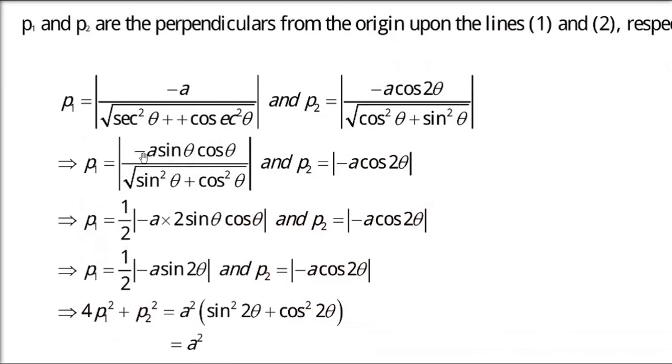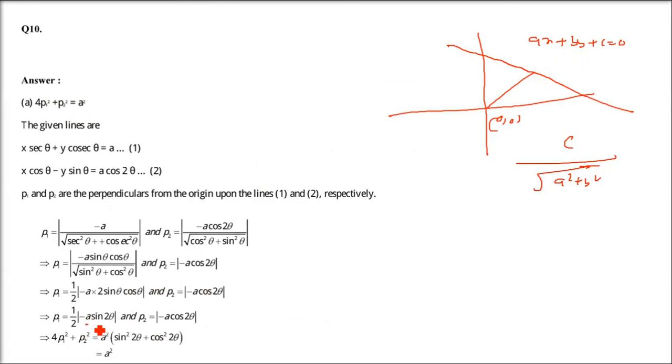So you'll get minus a sin theta cos theta, and again the under root sin square theta cos square theta in the denominator is going to be 1. So finally you get minus a sin theta cos theta. Now I am multiplying numerator and denominator by 2. Why? Because I have cos 2 theta, so let us make this as sin 2 theta. 2 sin theta cos theta will be sin 2 theta. Here also you have minus a cos 2 theta. Let me just square it first.